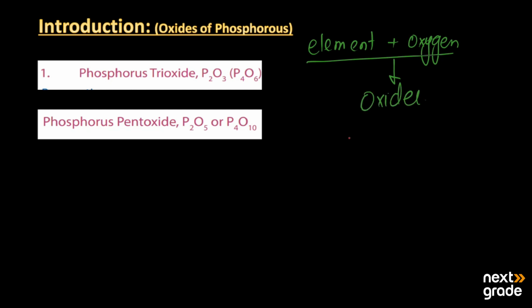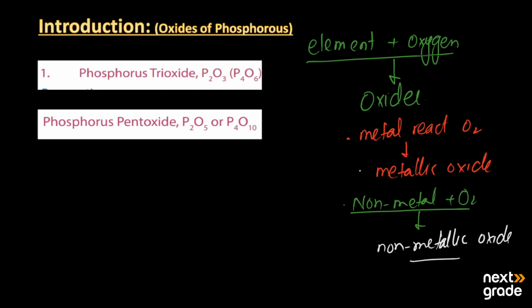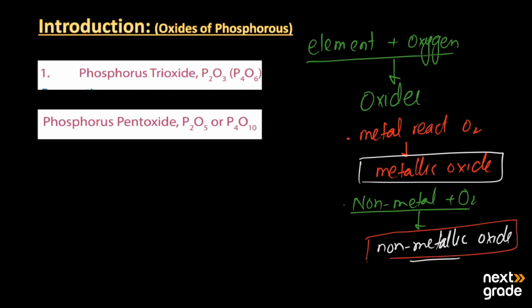Likewise, we have a lot of examples of oxides. When metals react with oxygen, their product is known as metallic oxides. Likewise, if non-metals react with oxygen, then the resulting product is called a non-metallic oxide. So it depends upon the type of substance that reacts with oxygen.